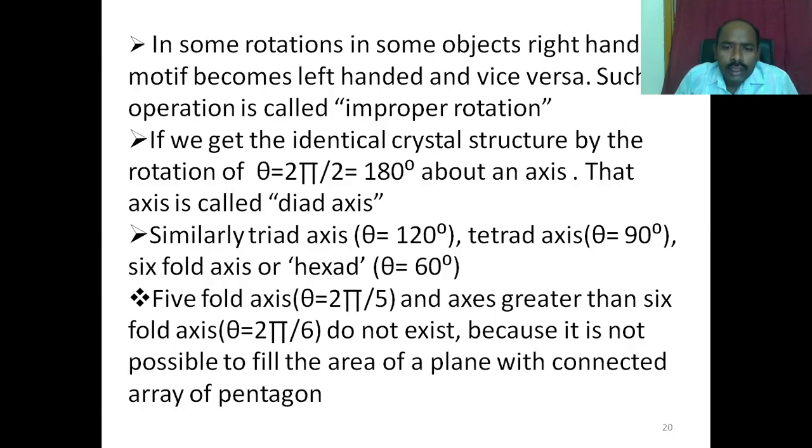So we see why it does not exist, and why the others above 6-fold also do not exist. We see in detail why these axes do not exist, according to the definition of unit cell. We observe it here.